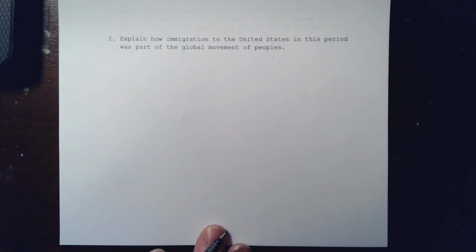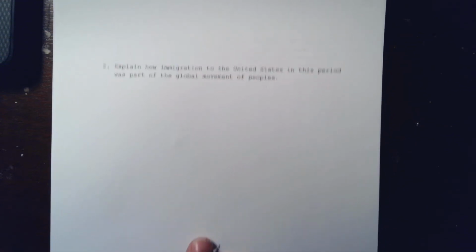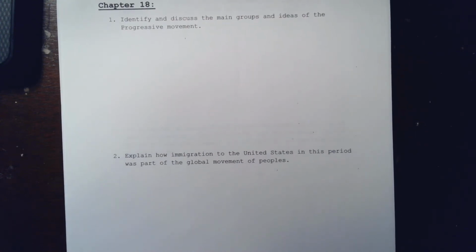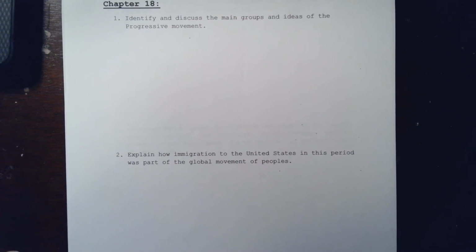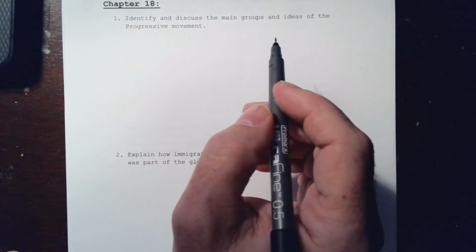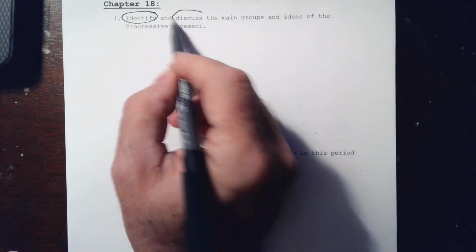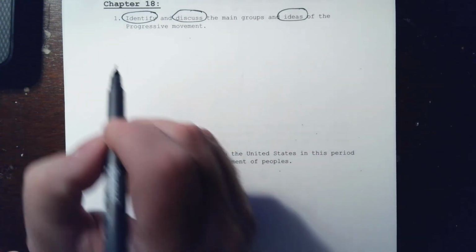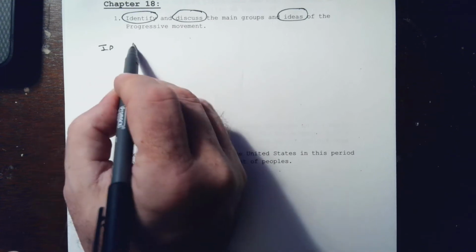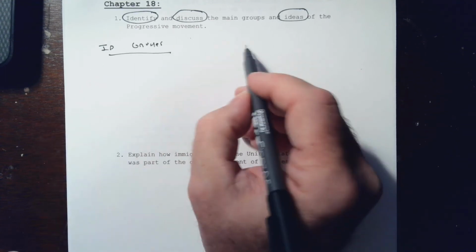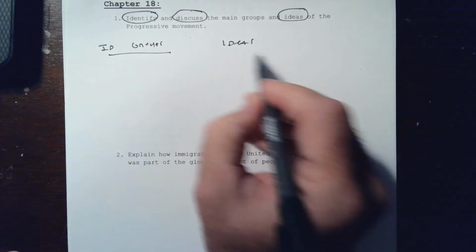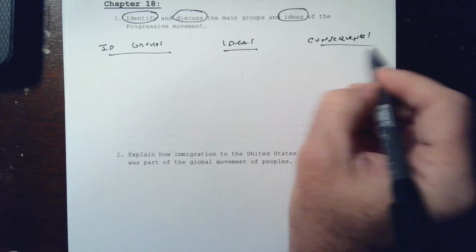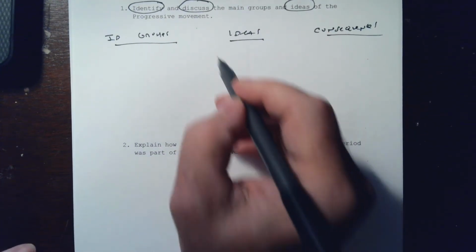Now, this first one, with regards to the groups, again, you are doing a couple different things here. You're going to identify and discuss. And then you also want to talk about ideas. So what I would do is ID the groups, tell me about what their ideas are, and then talk about the consequences. And what you can do there is just break it up into three groups.